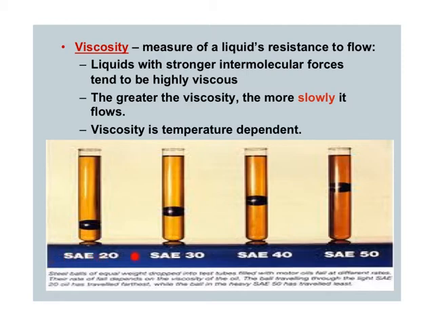Down here I've got 4 motor oils, different grades. Can you tell which one would be most viscous versus least? Hopefully you saw that the one on the right is the most viscous. That ball bearing is very slow at flowing through it, whereas the 20 version is very, very fast.